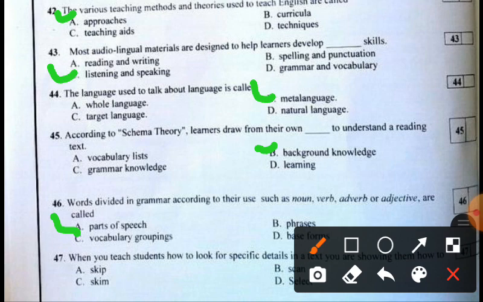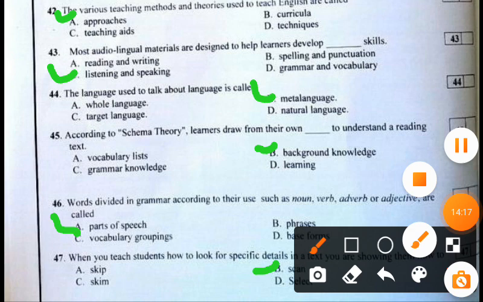When you teach students how to look for specific details in a text, you are showing them how to skip, skim, scan, select. Specific details, I explained it also for you. If you remember it, you can answer. So the right answer here is B. Looking for specific details is scanning, and looking for general details is skimming. B is the right answer. So let me move to the next paper and last one.